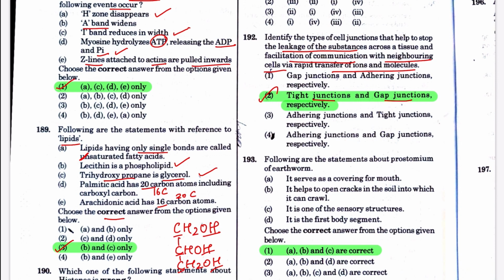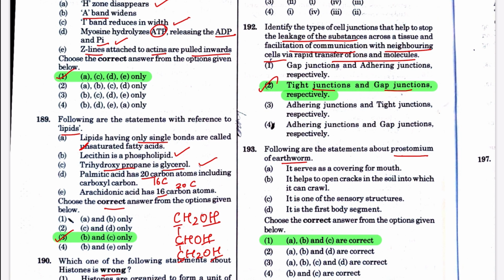Okay. So for 193, which of the following statements about prostomium of earthworm is correct? Okay, it serves as a covering for the mouth, it is right. It helps to open cracks in the soil so that it can crawl, this is right. And it is one of the sensory structures, yes, it is right. And it is not the first body segment, the first body segment is peristomium. Okay, so they are asking you which is the correct option. So A, B and C.